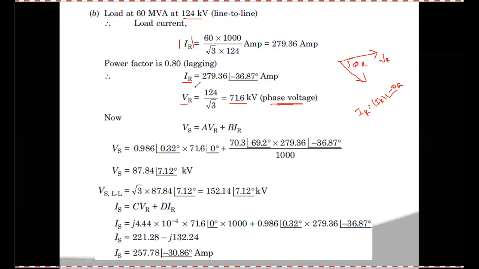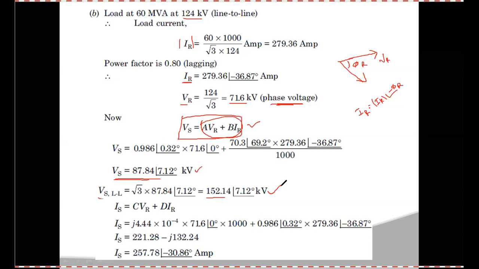Okay, so now after getting VR, IR, and ABCD parameters, you can calculate the VS. VS is A into VR plus B into IR. In this, you know all the values: A, B, VR, IR. You simply substitute all the values. Then you will get the sending end voltage as 87.84 at an angle of 7.12 degrees, which is in kilovolts. If you want the sending end line to line voltage, you have to multiply this value with √3. Then you will get 152.14 at an angle of 7.12 degrees as your sending end voltage, which is the line to line voltage.